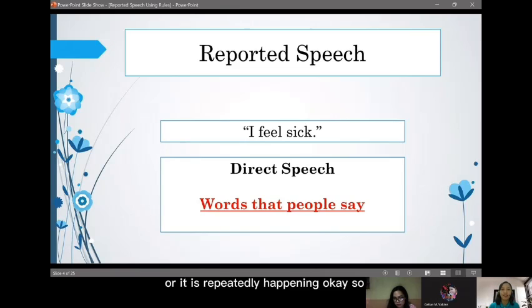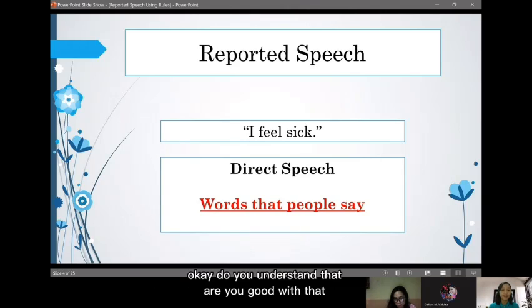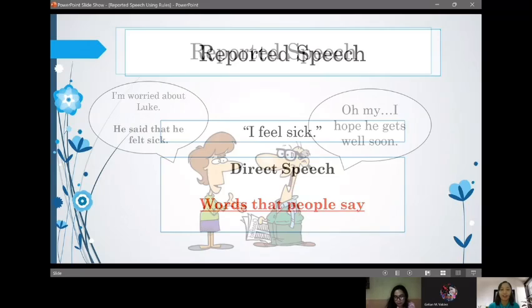Okay. So in a direct speech, remember that these are the actual words that people say, and usually it has a quotation mark. Then the verb here is in the present tense. Okay? Do you understand that? Are you good with that? Yes, ma'am. Okay, next one.